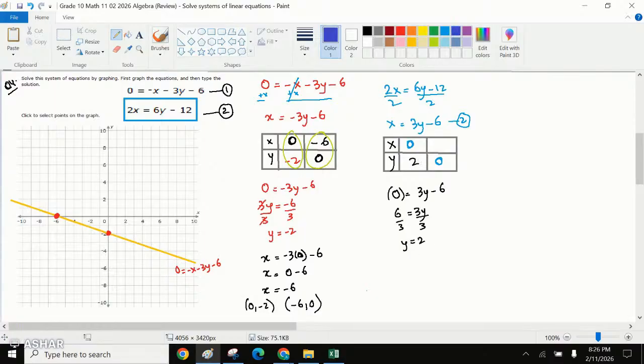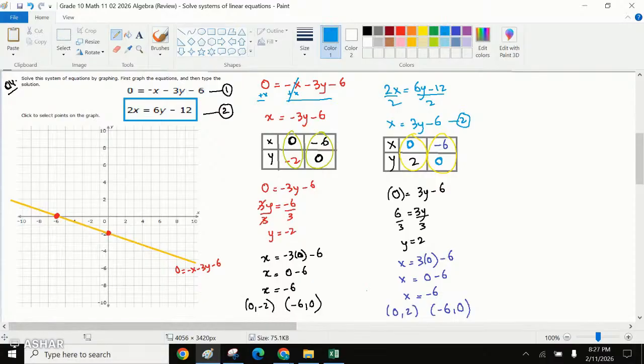When we put y to be 0, that means anything multiplied by 0 is 0, minus 6, and x comes out to be negative 6. So we can say that the first coordinate, or the vertex, is 0, 2, and the second is minus 6, 0. Coordinate, vertex, and a point are exactly the same things. They are synonyms of each other.